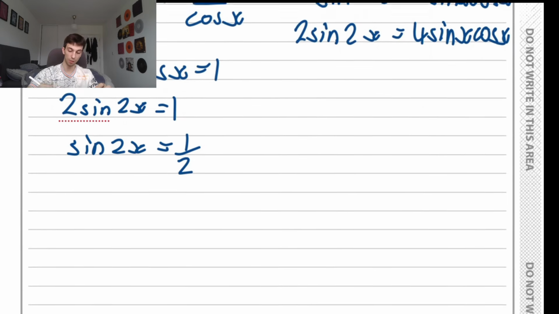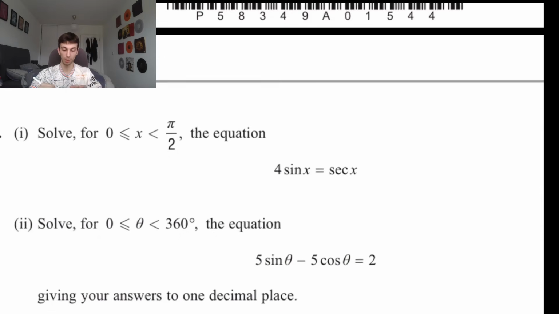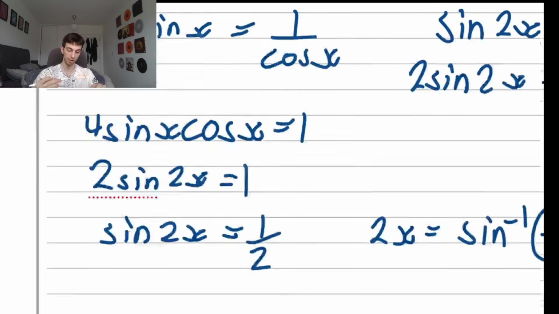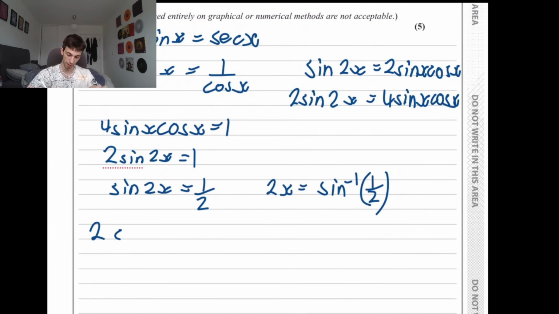Take the inverse sine of a half. So we have 2x be equal to the inverse sine of a half. Key thing to remember, guys, look at the question. We are in between 0 and pi over 2, therefore we must be in radians, okay? So taking the inverse sine of a half, that gives us pi over 6. So we have that 2x equals pi over 6.